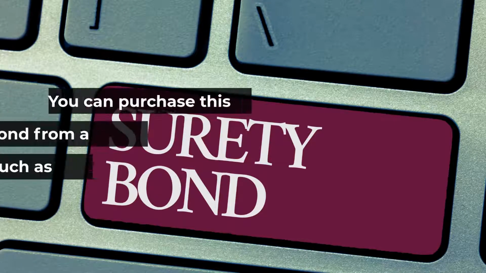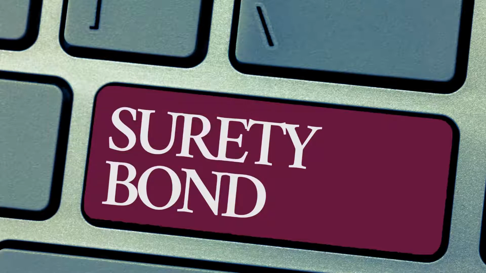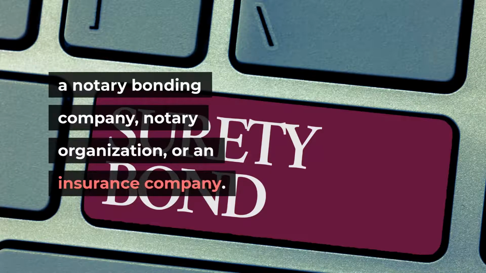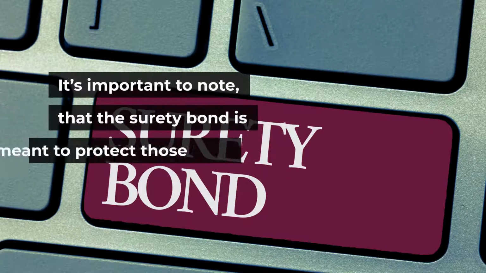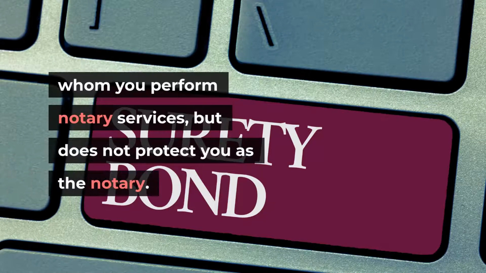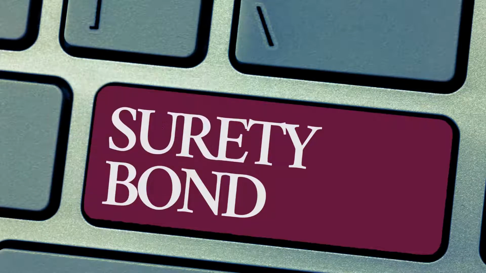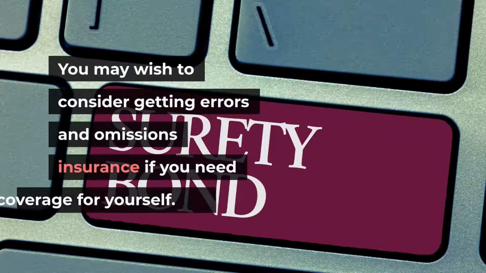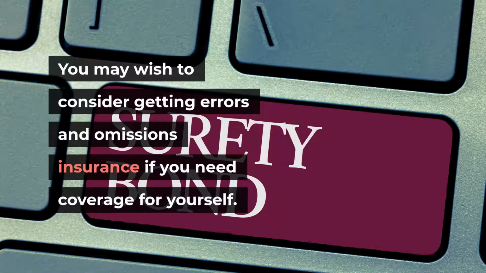You can purchase this surety bond from a licensed surety such as a notary bonding company, notary organization, or an insurance company. It's important to note that the surety bond is meant to protect those for whom you perform notary services, but does not protect you as the notary. You may wish to consider getting errors and omissions insurance if you need coverage for yourself.